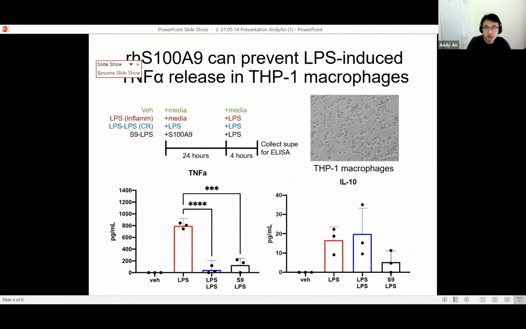Next slide, please. So first, I stimulated THP1 macrophages with recombinant human S100A9 protein, followed by LPS, and compared it to macrophages exposed to either 1 or 2 doses of LPS. So on the left bottom graph, as expected, the single LPS dose elicited the release of the pro-inflammatory cytokine TNF-alpha, while very little TNF-alpha was released in the double stimulated or reprogrammed macrophage. And the S100A9 treated macrophages also had significantly lower release of TNF-alpha and resembled the cellular reprogramming condition, suggesting that S100A9 was able to induce CR. I also measured IL-10, an anti-inflammatory cytokine, but unfortunately there were no significant differences between the conditions.